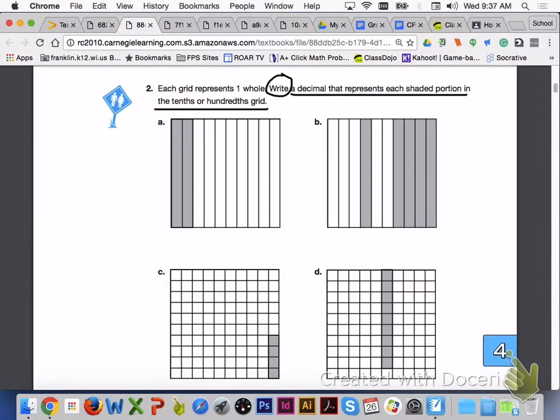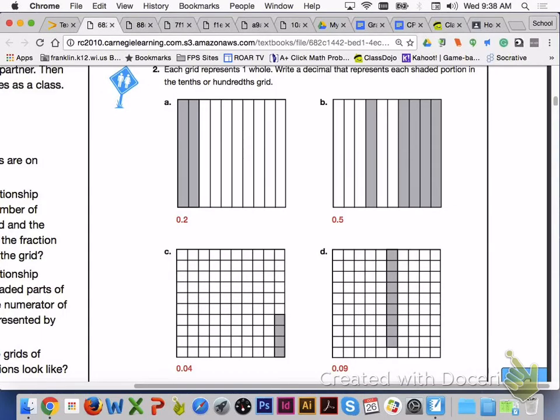Turn to page 229, answer number 2, letters A through D with your group members. Letter A represents 2/10, B 5/10, C 4 hundredths, and D 9 hundredths.